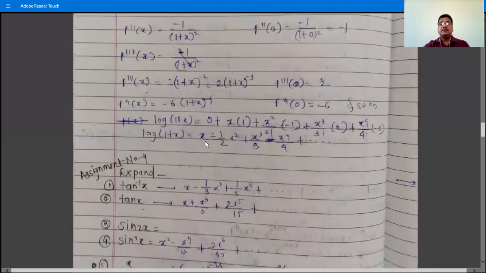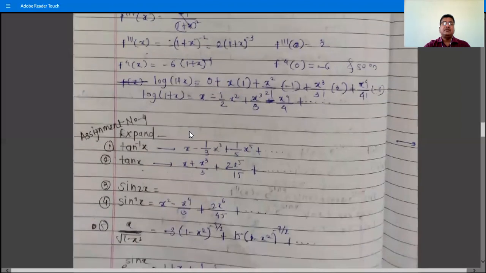So we have log 1 plus x as x minus 1 half x square, that is x square by 2. Then x cube by 3 factorial, which means 6: 2 by 6 means divided by 3. Next term, 4 factorial is 24, and 6 by 24 is divided by 4, since 6 4s are 24. So minus x raised to 4 by 4. The next term must be plus x raised to 5 by 5, and so on. So this is the expansion of log 1 plus x.